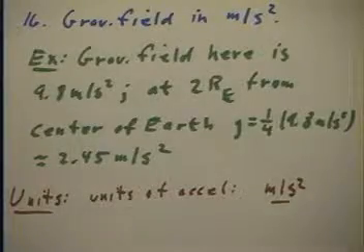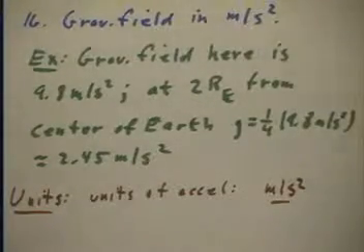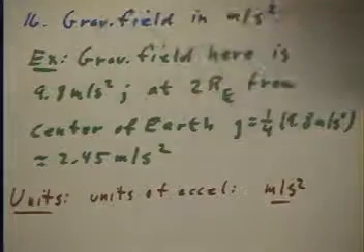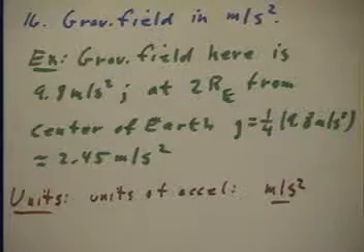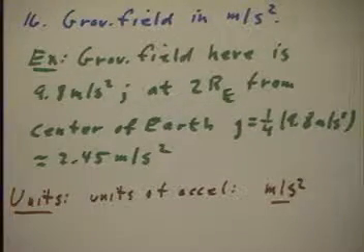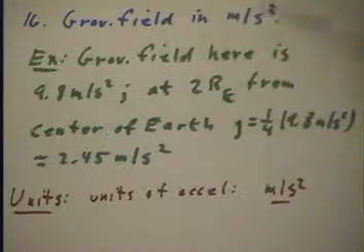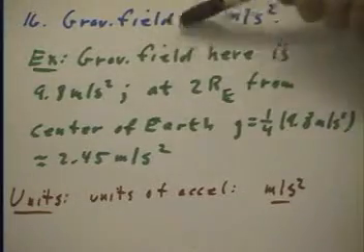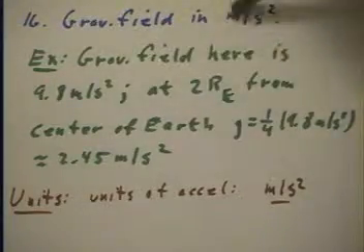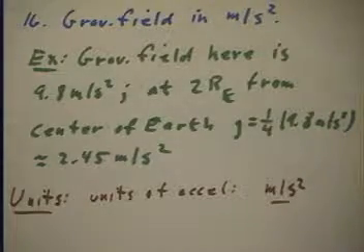What do we mean by gravitational field? Well, gravitational field is the acceleration an object will experience at a point in that field, and that acceleration is in meters per second squared. So we measure gravitational field strength in units of acceleration.